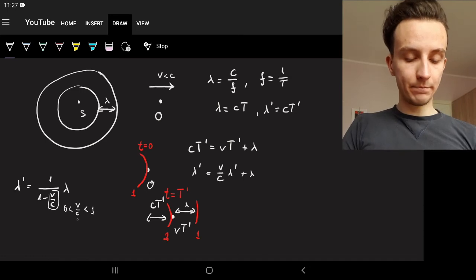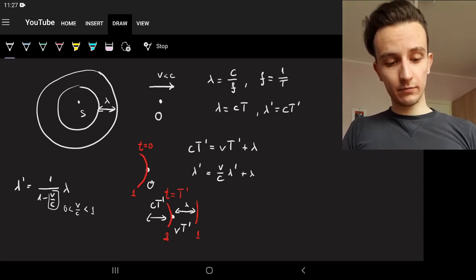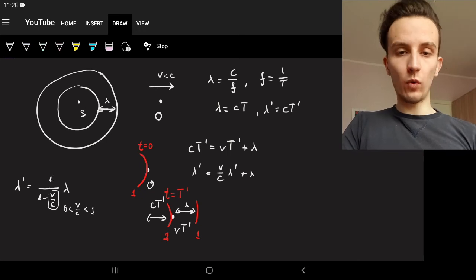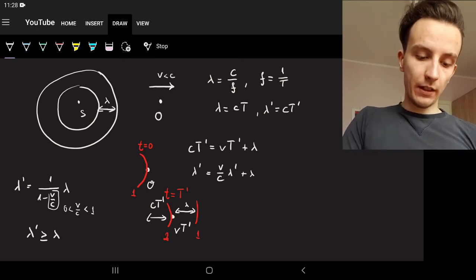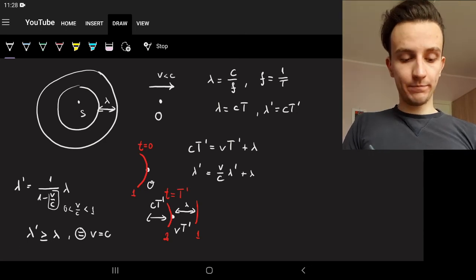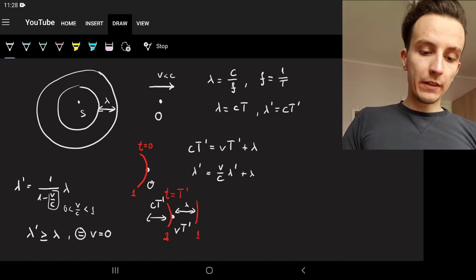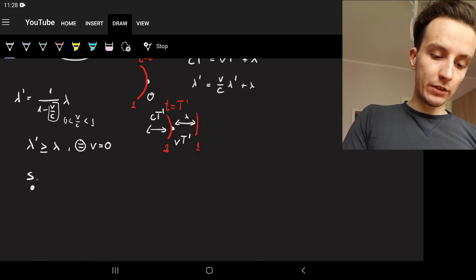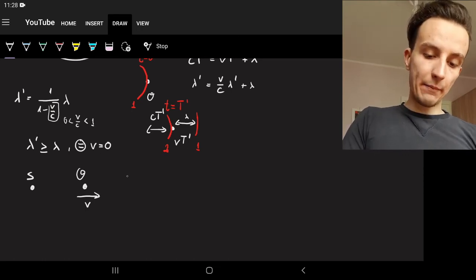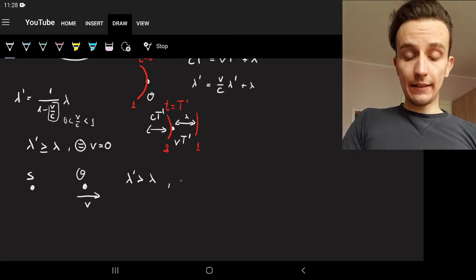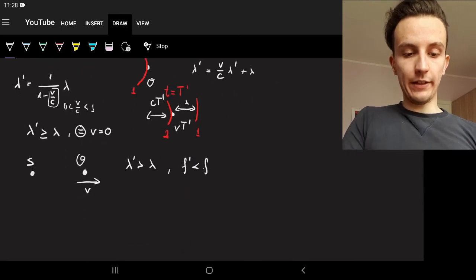And that means that lambda prime is going to be lambda times something that's greater than 1, right? So we've got 1 over 1 minus something between 0 and 1. So lambda prime is going to be greater than or equal to lambda, equal when v is equal to 0. So we've got a stretching of the wavelength. It makes sense, right? So when we have a stationary source and an object moving away at v, we have that lambda prime is greater than lambda, and we have that f prime is then, by this simple formula, less than f, and this is what's called a redshift.